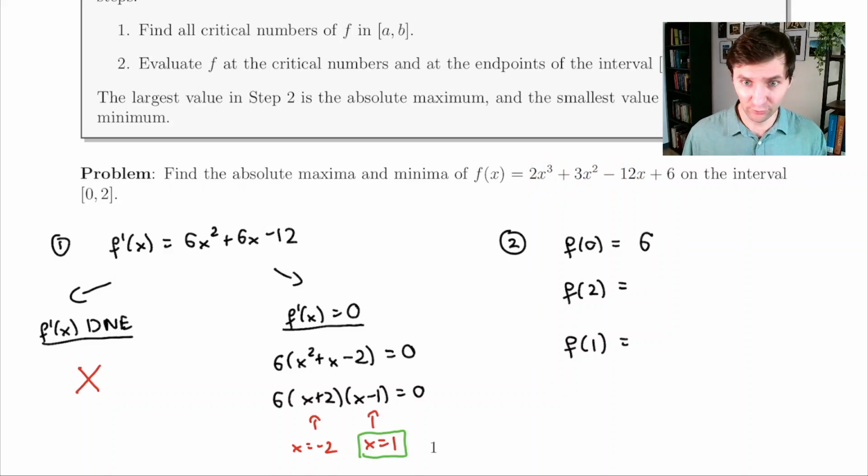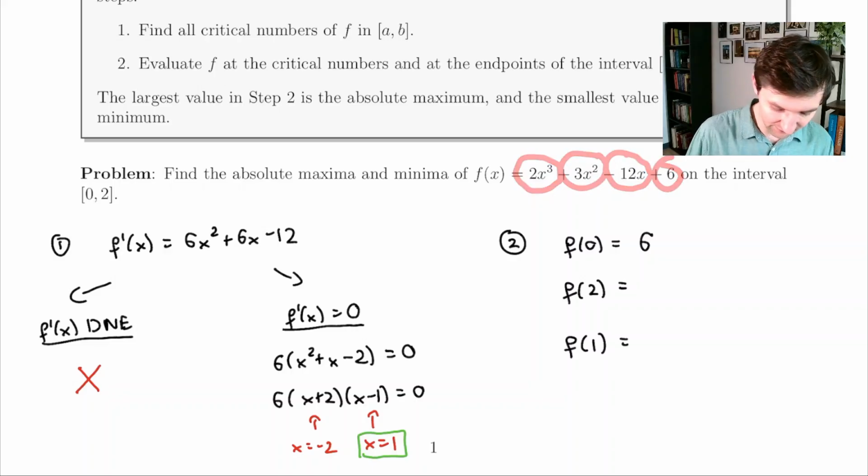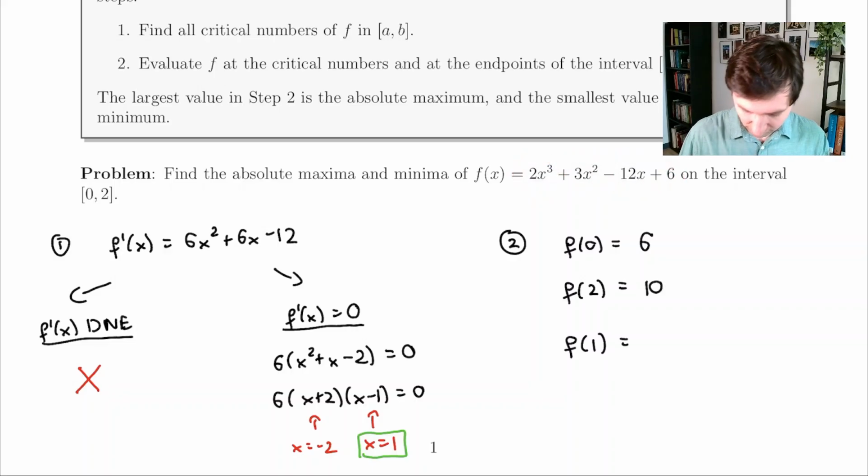When I plug in 0, the first three terms disappear and I get simply 6. When I plug in 2, I will get 16 plus 12, that's 28, minus 24, that's 4, plus 6, that gives me 10. When I plug in 1, I will get 2 plus 3, that's 5, minus 12, negative 7, plus 6, negative 1.